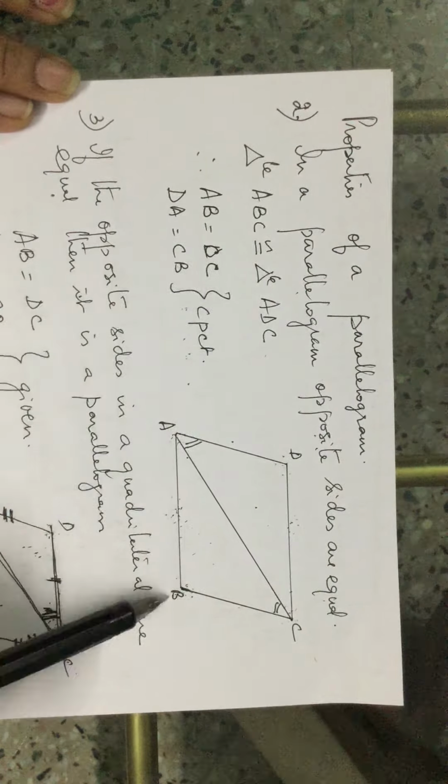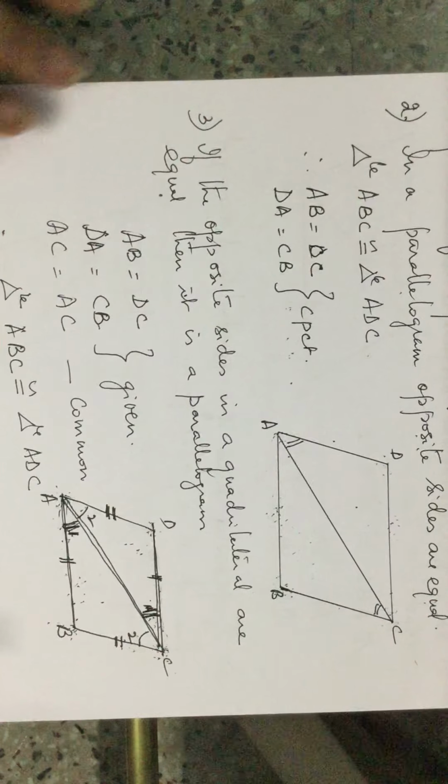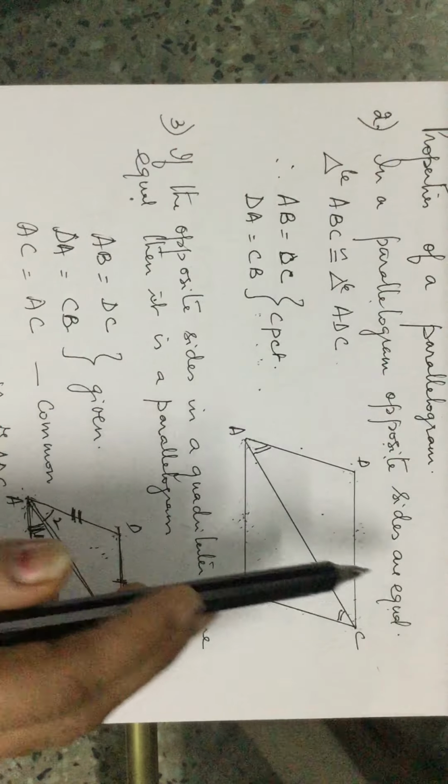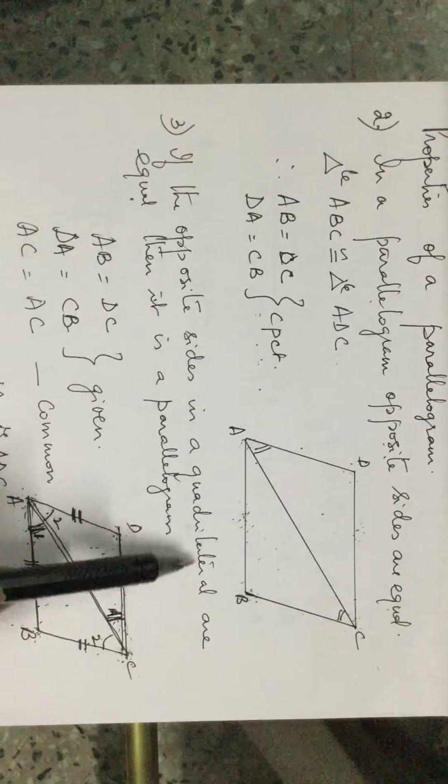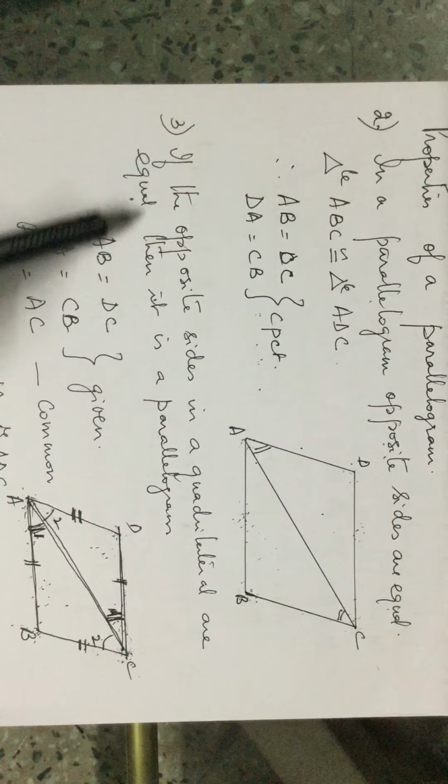Thus proved. Now let us come to property number 3. Property number 3 is the converse of property number 2. If opposite sides in a quadrilateral are equal, then that quadrilateral is a parallelogram.